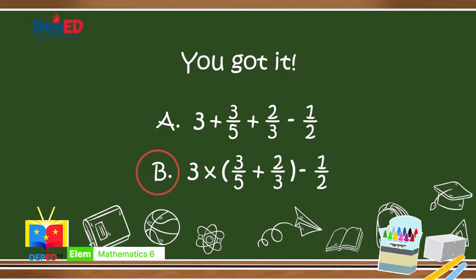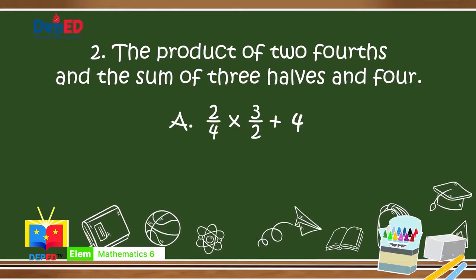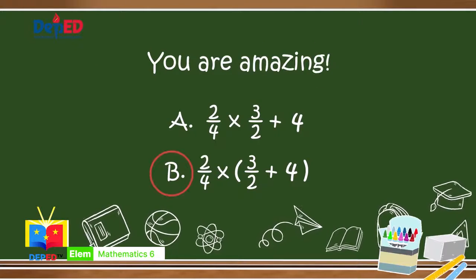Number 2. The product of 2/4 and the sum of 3/2 and 4. Is it A, 2/4 times 3/2 plus 4? Or B, 2/4 times the group of 3/2 plus 4? You are amazing! It's B.